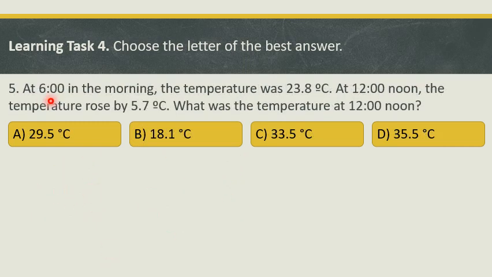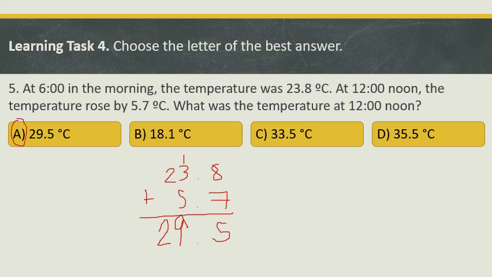Number 5. At 6 o'clock in the morning, the temperature was 23.8 degrees Celsius. At 12 o'clock noon, so sa umaga, 23.8 degrees Celsius ang temperature. Nung tanghali na, siya ay tumaas ng 5.7. So, ano ngayon ang temperature niya nung tanghali? So, tumaas daw ng 5.7. So, kung tumaas, so addition to. So, 23.8 plus 5.7. Okay, so 8 plus 7 is 15. Carry 1. Then, 3 plus 1 is 4 plus 5 is 9. Then, bring down 2. So, ang temperature ng tanghali is 29.5 degrees Celsius. So, letter A.